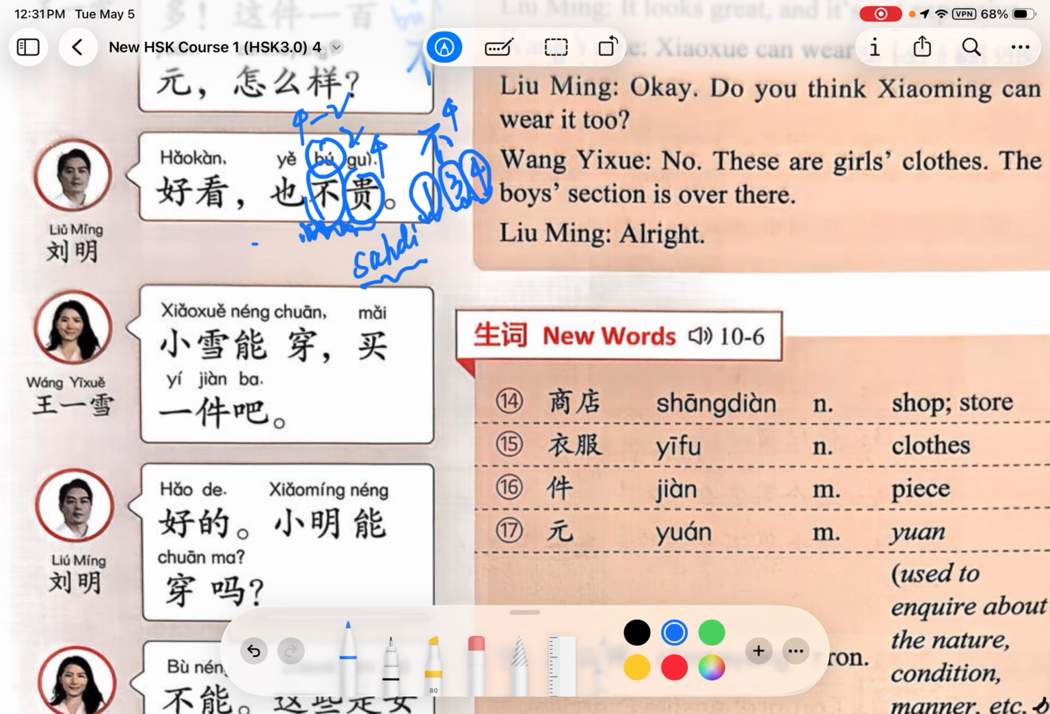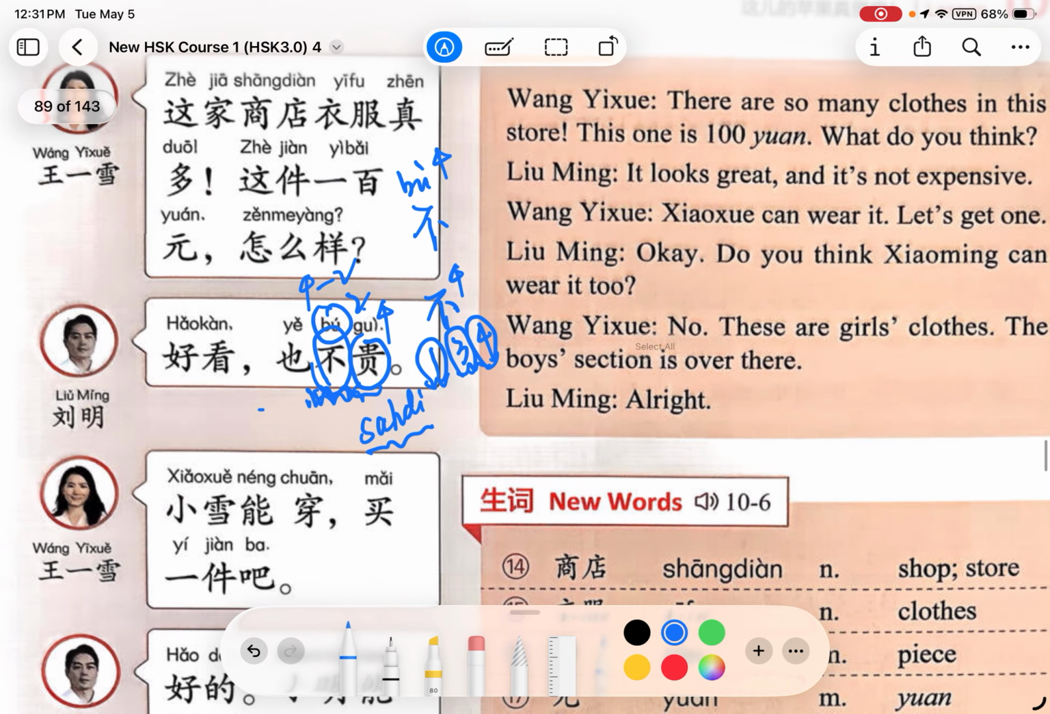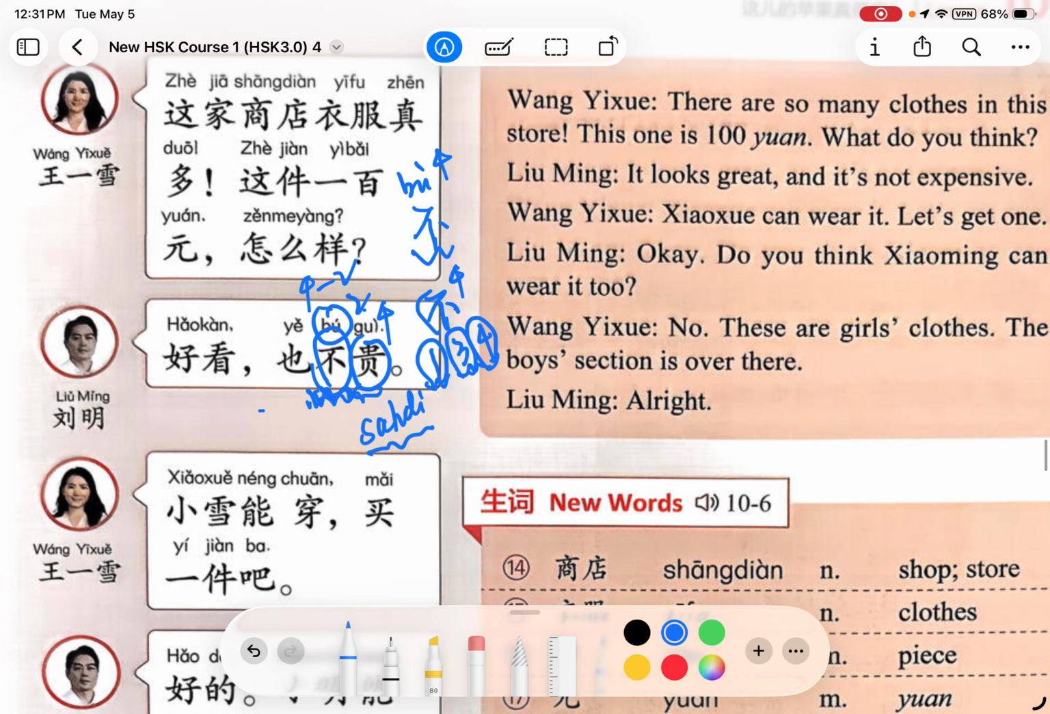If you encounter more, you will know more. Just remember this: the original tone of 不 is fourth tone, but if 不 is put in front of a Hanzi which has the first tone, the second tone, or the fourth tone, 不 is pronounced differently, from the fourth tone to the second tone.